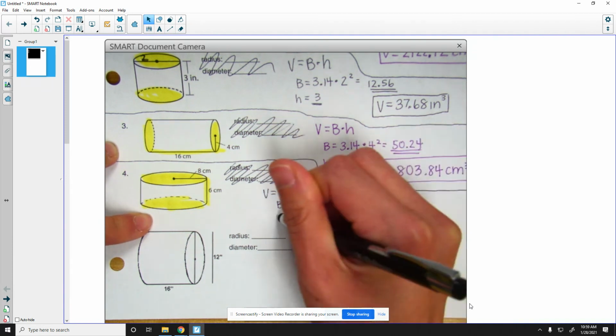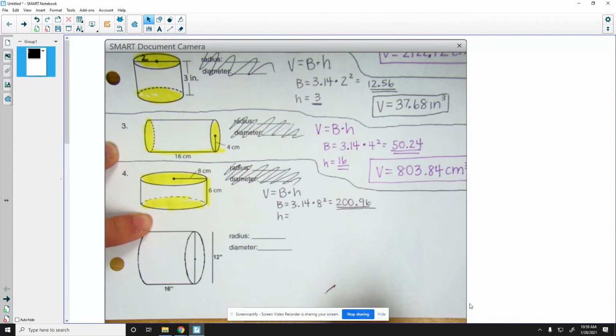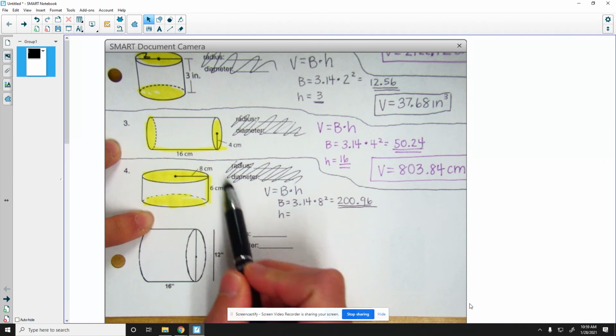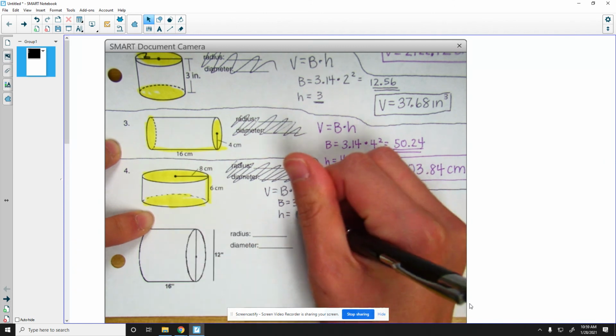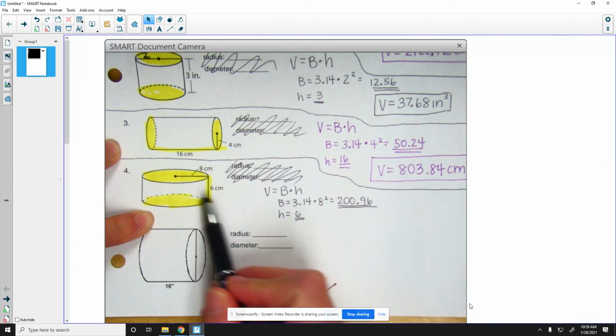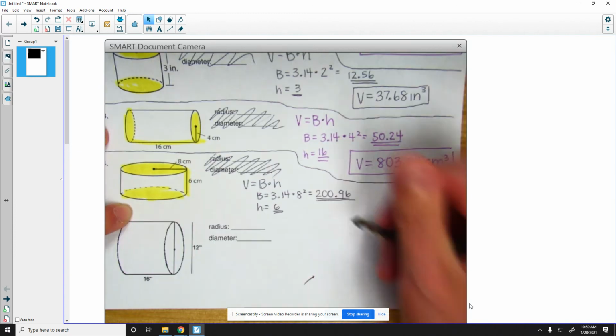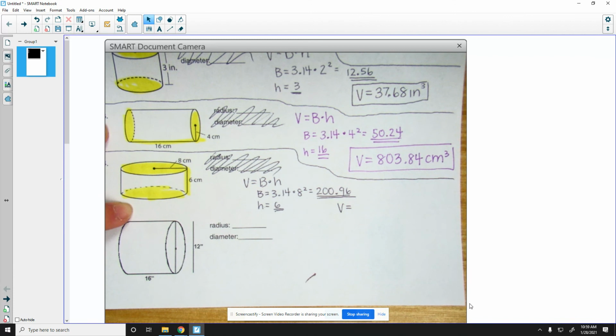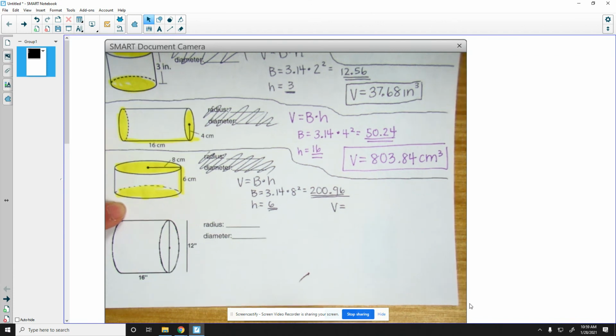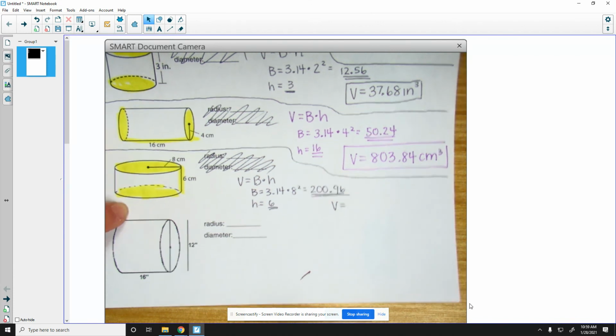200.96, thank you. And then my height is just how tall it is. Mikey, how tall is my shape? What number? Okay, it's just 6. Remember, if it's lowercase, you just grab it from the picture. If it's uppercase, then you have to actually do a problem. So multiply the two numbers together. I get something in the thousands.